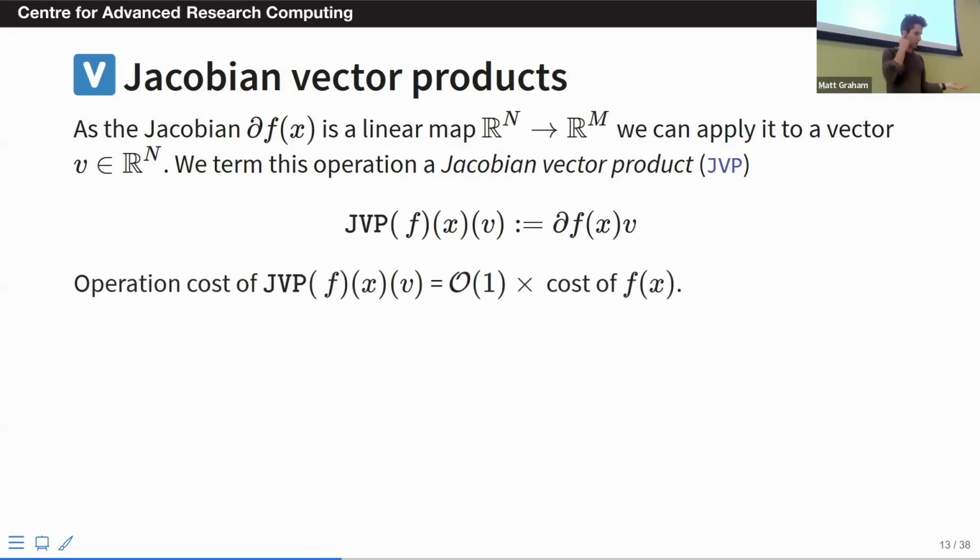And the result that I presented around the efficiency of autodiff boils down to this property: evaluating the Jacobian vector product of a function can always be done at an order one overhead over the cost of evaluating f itself.